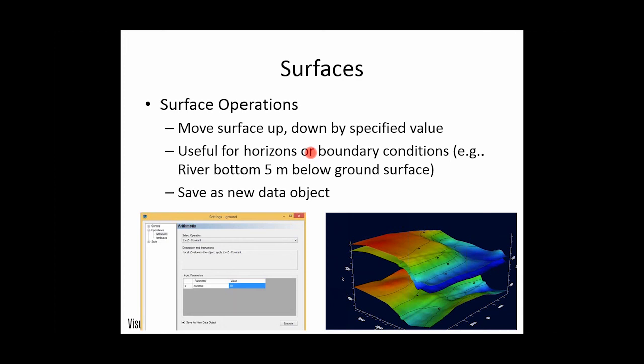The same could be true if you want to have a surface that represents the river bottom, which could be 5 feet or meters below the ground surface. You just load these operations, put in the desired value. It's shown down here. And then there's an option where that new surface will be saved as a new data object.